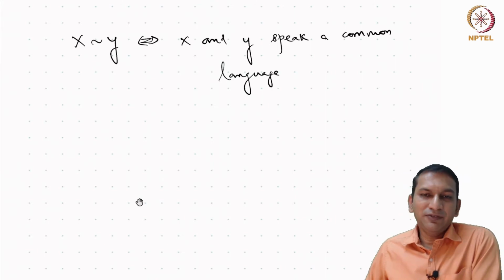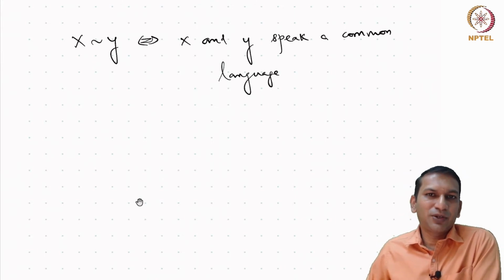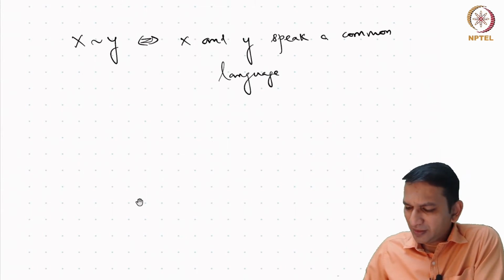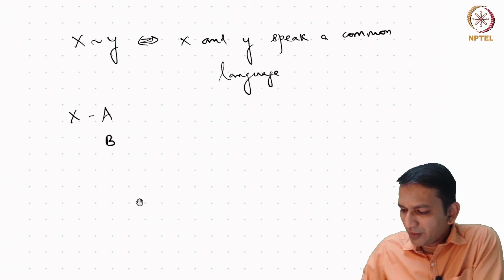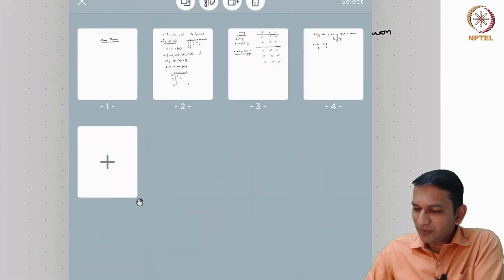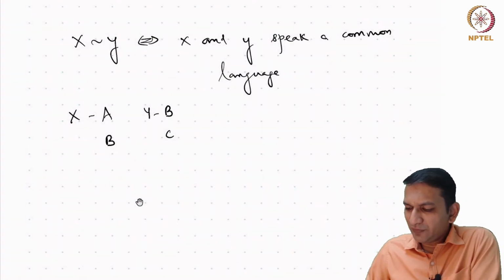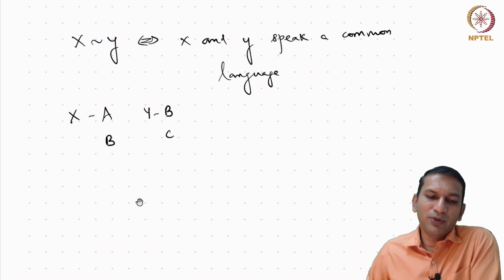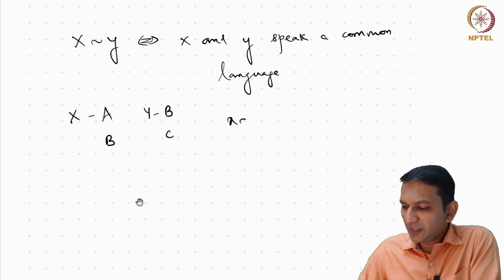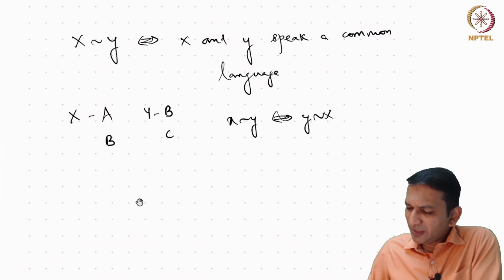Clearly, it is reflexive because whatever x speaks is understood by x himself, so it is common. Let's say that x speaks languages A and B and y speaks languages B and C, so now there is something common between x and y. If x and y speak a common language, then obviously y and x also speak a common language, which implies that x is related to y if and only if y is related to x. But this relation is not transitive.